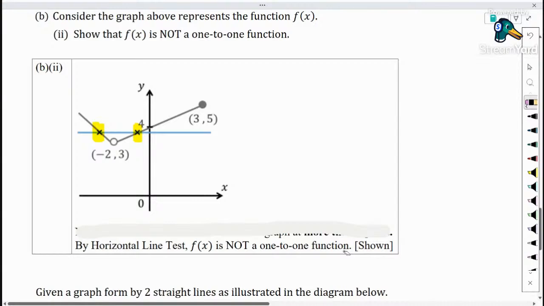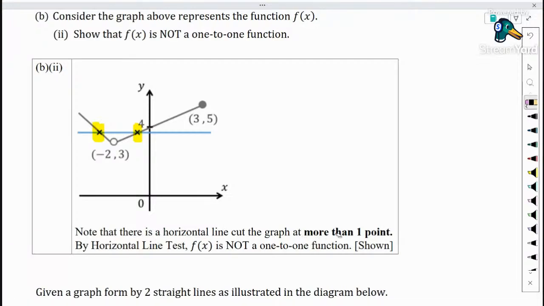And if they want further reasoning, then you can mention that there is a horizontal line that cuts the graph at more than 1 point. And of course, you want to be more specific, and we should be more specific. You can give a name to this line, let's say L. So the horizontal line L cuts the graph at more than 1 point.